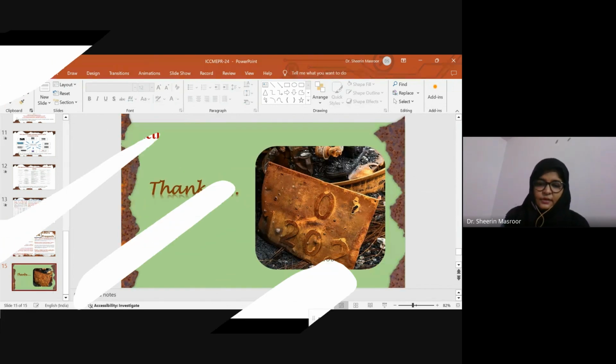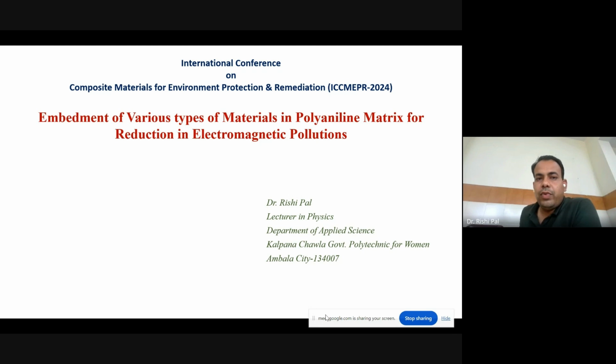Thanks. The topic is embedment of various types of material in polyaniline matrix for reduction in electromagnetic pollution. Actually, polyaniline is a conducting polymer which has a large number of applications. So we target to reduce the electromagnetic pollution which is present near us.